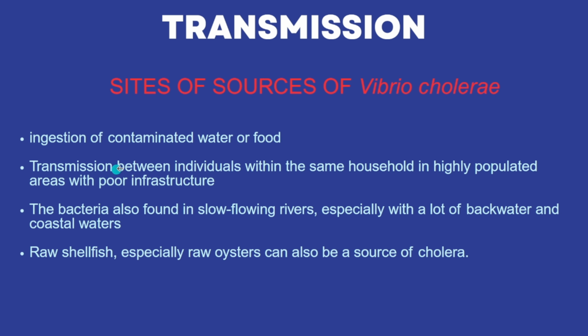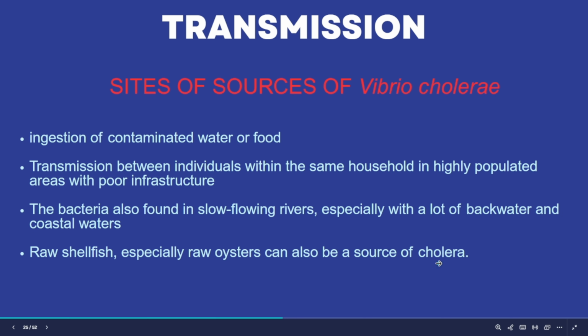The transmission is normally between individuals in the same household in a highly populated area with poor infrastructure. Meaning that when you drink contaminated water, and you stay in households very close together, then share the spoon and fork, or use the hand to eat, you will easily get the disease. The bacteria is normally found in slow flowing rivers, especially with a lot of backwater, and in coastal water. And some food also contains cholera.